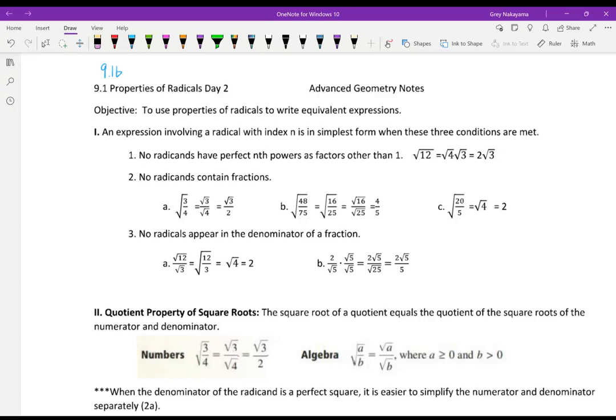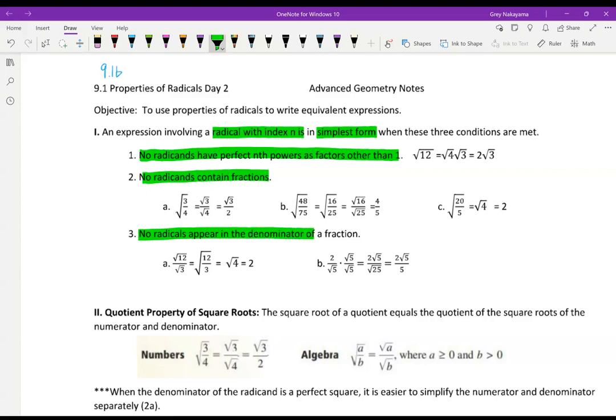So to review real quickly, we've been talking about radicals. We have an index n. A radical with an index of n is in simplest form when three conditions are met. No radicands have perfect nth powers other than 1. We did this example yesterday. No radicands contain fractions. We did A, B, and C yesterday, and no radicals appear in the denominator. Okay, and we did A and B.